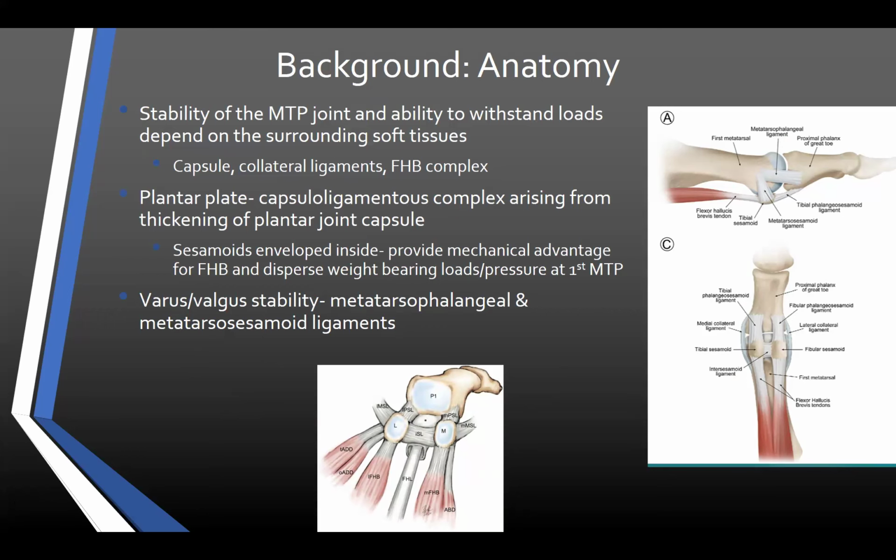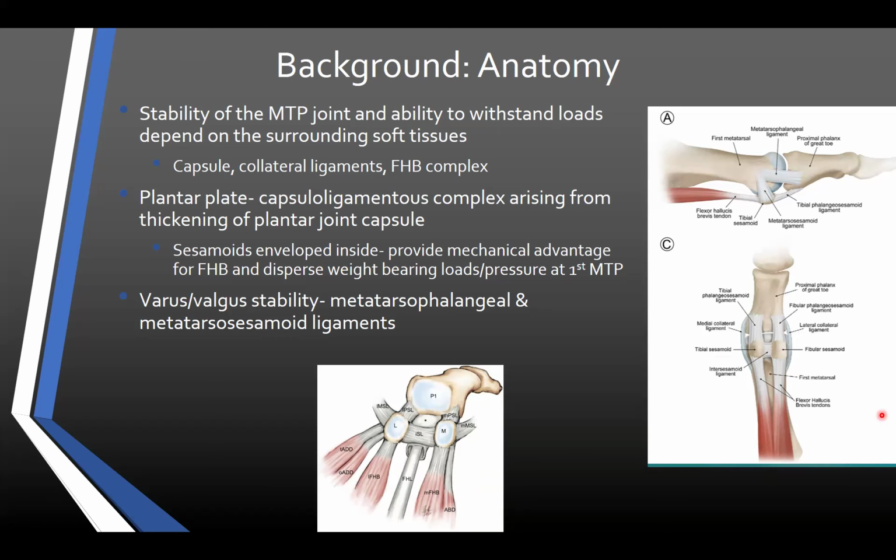That includes the joint capsule, the collateral ligaments, as well as the flexor hallucis brevis and the sesamoid complex. The plantar plate is really the primary stabilizer during dorsiflexion, and it's a thickening of the plantar joint capsule itself that attaches to the base of the proximal phalanx, and it comes up proximally, and it begins to envelop the sesamoids and the tendons of the flexor hallucis brevis. And these all kind of come together to form one continuous unit called the capsuloligamentous complex. Further stability is given by the intersesamoid ligaments between the two sesamoid bones, as well as phalangeosesamoid ligaments.